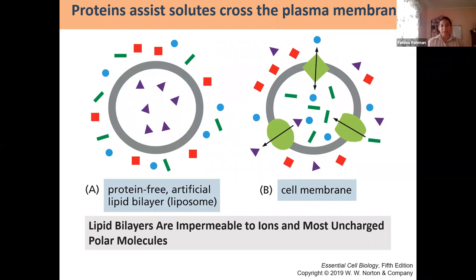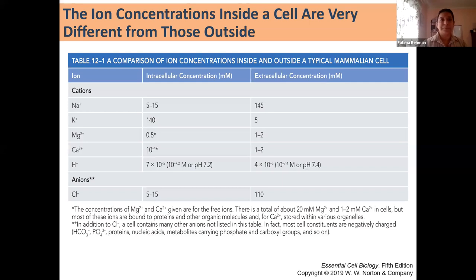Because if you just had a liposome, just no protein, only an artificial lipid bilayer, you're going to have very few molecules go in and out of that cell. The majority of the stuff is going to remain where it is. It's essentially impermeable to any kind of ions, and anything that's a large molecule is impermeable as well. So there'll be very few molecules able to go in and out. On the other hand, in actual cell membranes, we know that many types of molecules can go in and out of those cells, and they do that with the help of protein transporters.